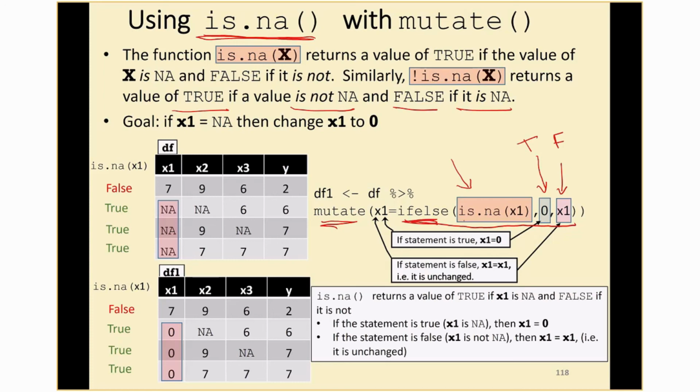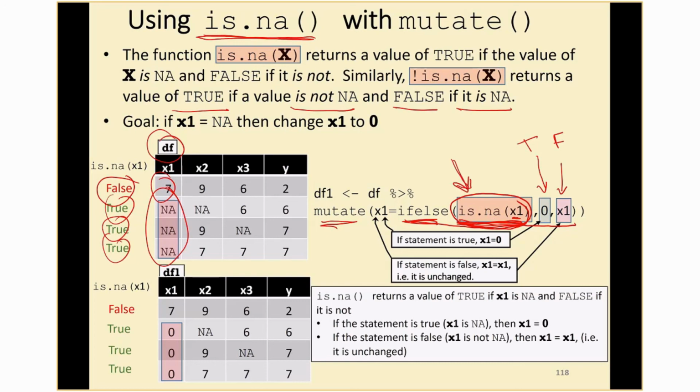In the if-else function, our logical test is is.na(x1). So what does this do? It evaluates the variable x1 for every record in the data frame and returns either true or false depending on whether x1 actually is NA or not. So if we come back here to our original data frame df and we think about the output from our if-else function, is x1 NA? False, because it's a 7. True, true, true, because it's an NA. So that's what the is.na function is going to do.